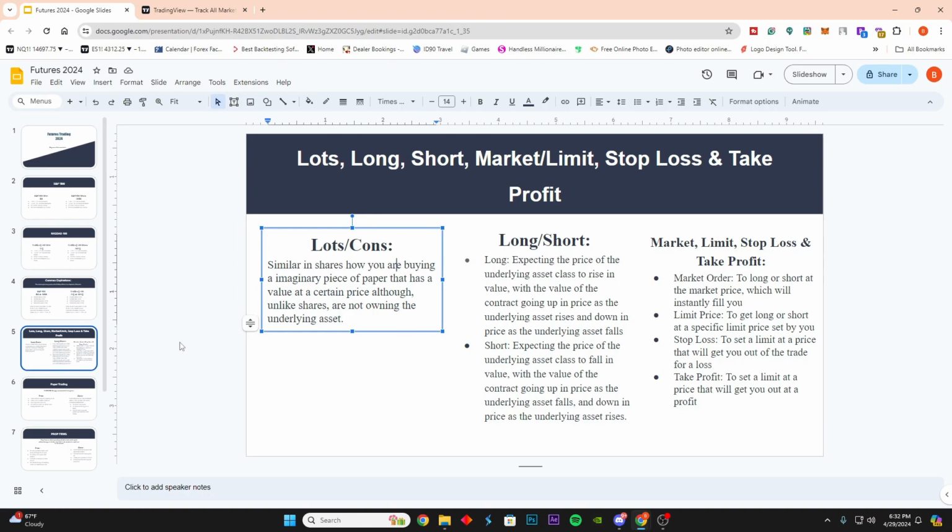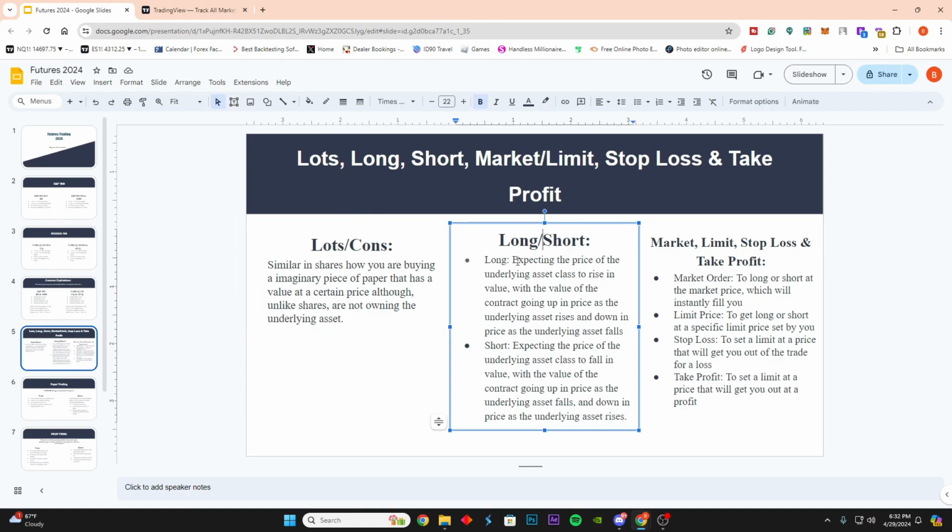But again, it's not like shares in the sense that you're not actually owning it. Whereas if you buy one share of Tesla, you are now considered part owner of the company. If you go long or short on a lot or contract, you're not owning it. You just have a contract agreement that you can sell or rebuy at a future price if you're short, for a profit or loss.